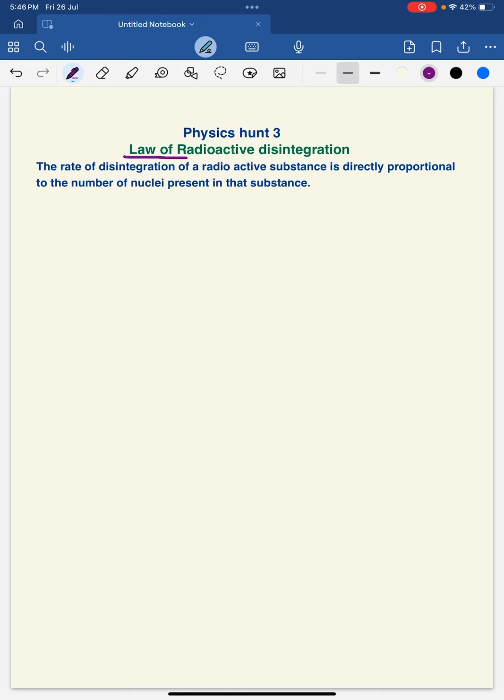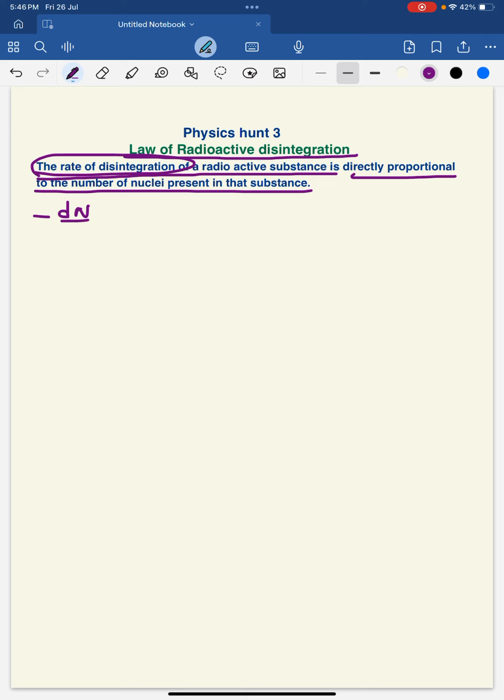In this video, I'm going to discuss the law of radioactive disintegration. Look at the definition here. The rate of disintegration of a radioactive substance is directly proportional to the number of nuclei present in that substance. So clearly I mentioned here the rate of disintegration, that means minus dN by dt is directly proportional to the number of nuclei present in that substance.